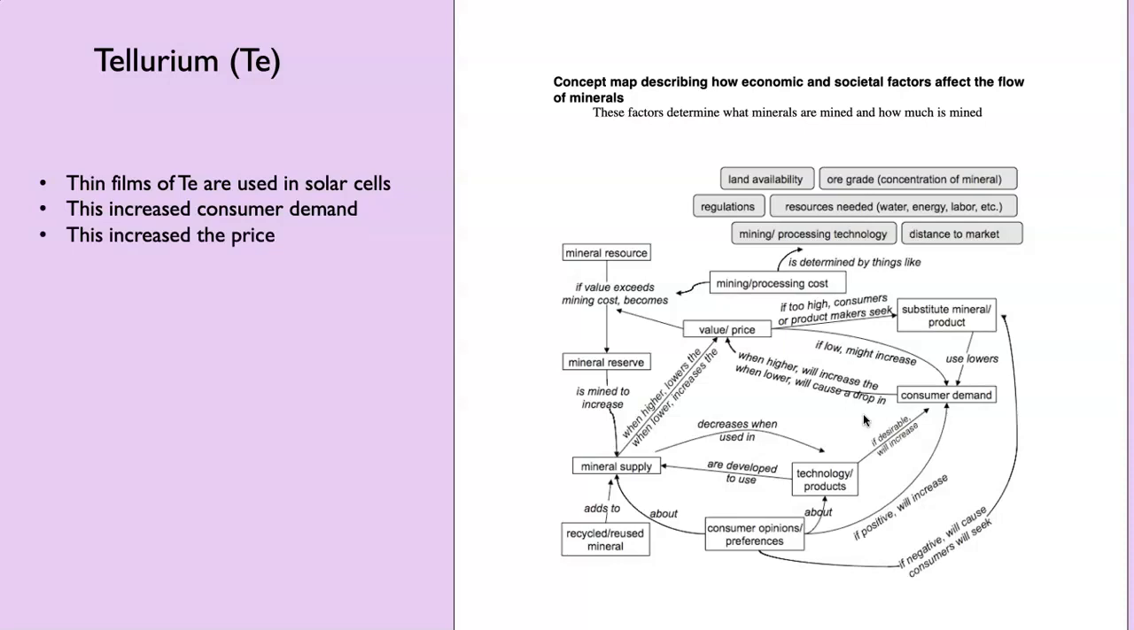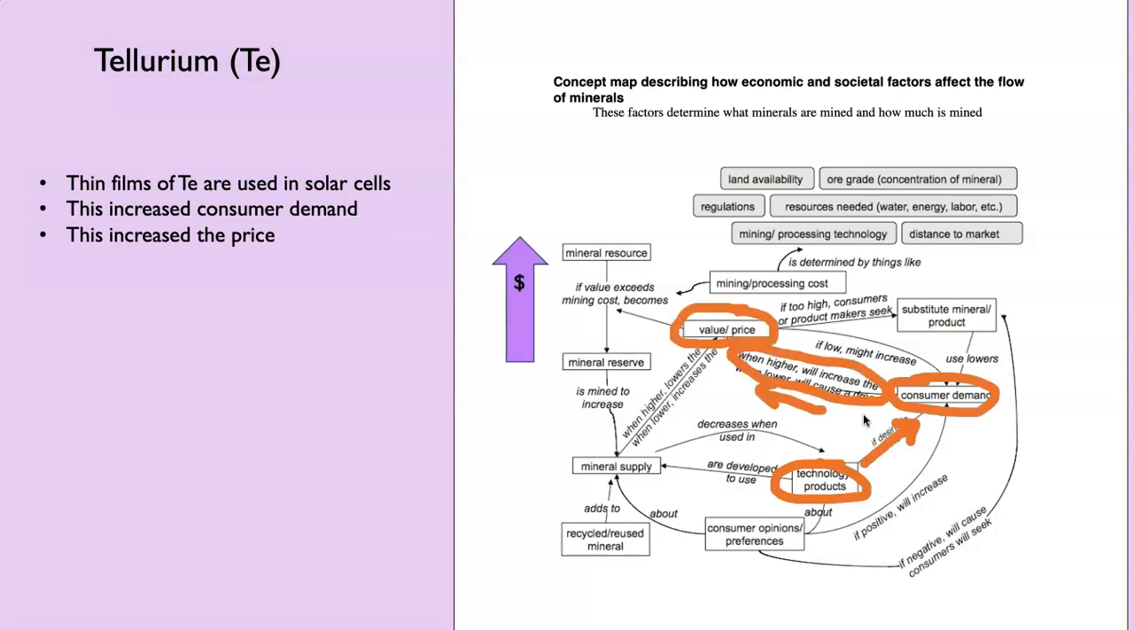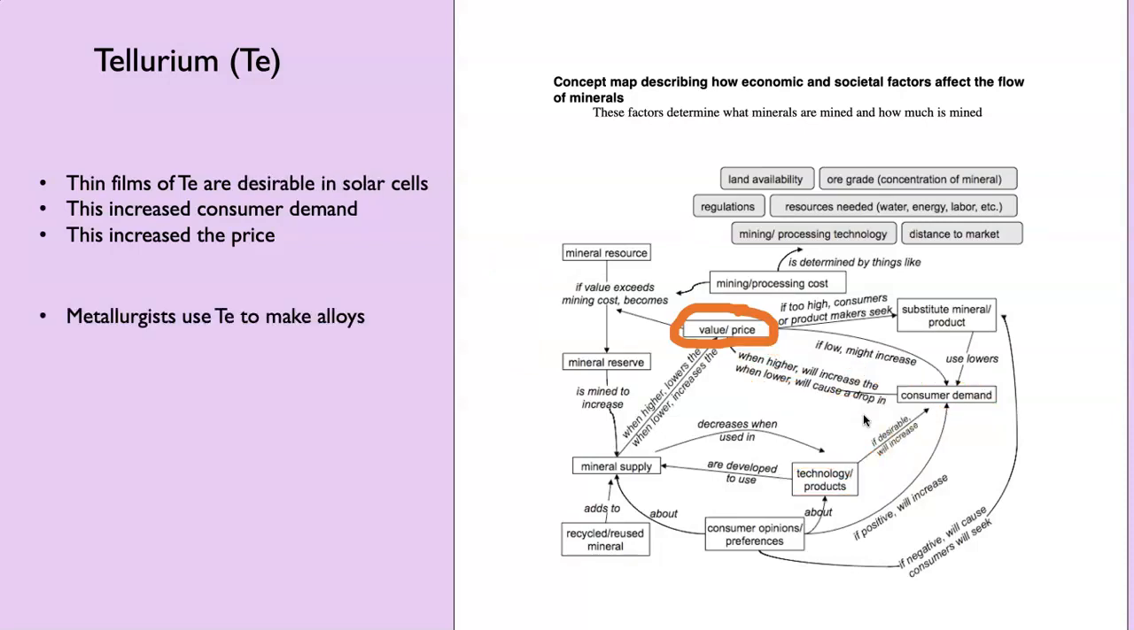So if I show you this on this chart, we have a technology, a product that's desirable. And so it's increasing consumer demand. And when consumer demand is higher, the price goes up. However, there was also something else going on. Even before the use with solar cells, tellurium was used by metallurgists to make alloys. But when the price went up because of its demand for use in solar cells, metallurgists decided to find a replacement. And they found something else, and that decreased the demand for tellurium.